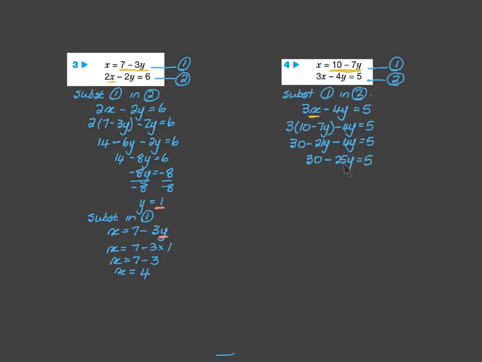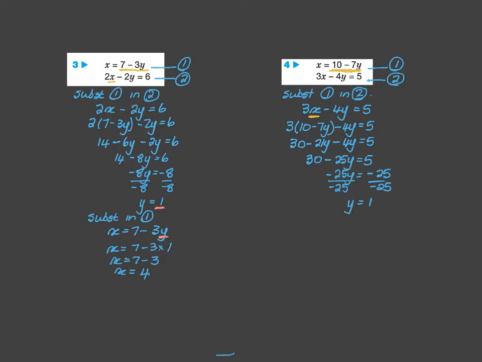To isolate the y term, I am going to have to subtract 30 on both sides. So 30 minus 30 is 0, so I'm left with minus 25y here, and 5 minus 30 is negative 25. Divide by negative 25 on both sides, and negative 25 divided by negative 25 is 1. Y is equal to 1.